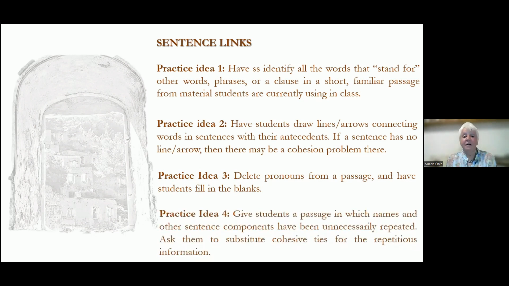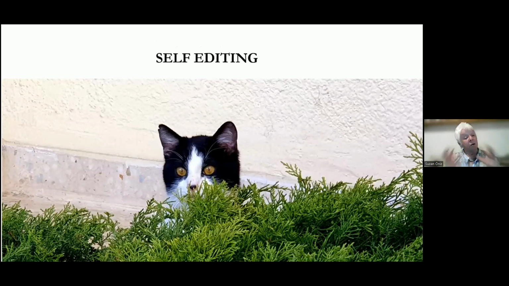Another idea is practice idea 4: give students a passage in which names and other sentence components have been unnecessarily repeated. Ask them to substitute cohesive ties for the repetitious information. So editing, they have to edit the paragraph so that it doesn't look militarily repetitive, kind of. Well, this kind of wraps up the little bundle.